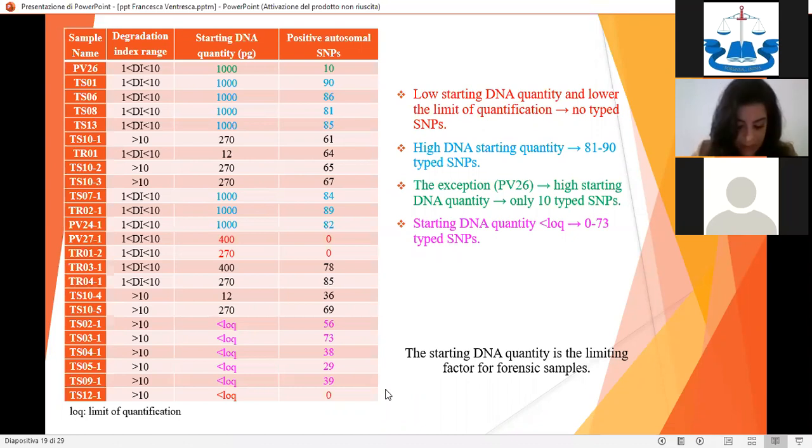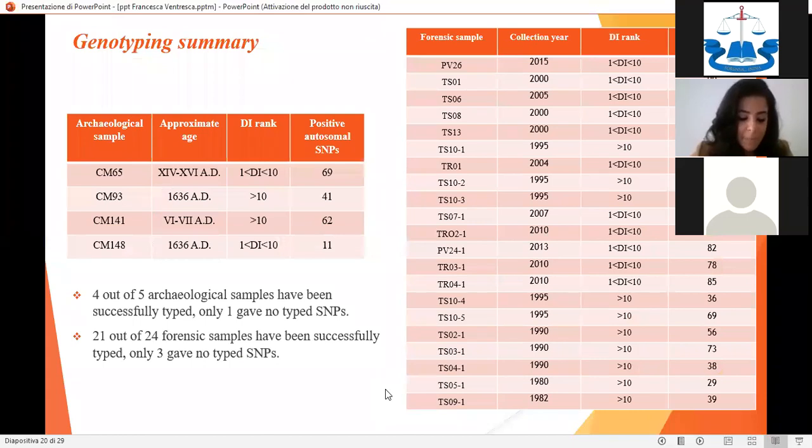So in this case, we have demonstrated the different behavior of archaeological and forensic samples, even if we have used the same kit for both. Summarizing all the results, 4 out of 5 archaeological samples have been successfully typed, and only one gave no typed SNPs. 21 out of 24 forensic samples have been successfully typed, and only 3 gave no typed SNPs.